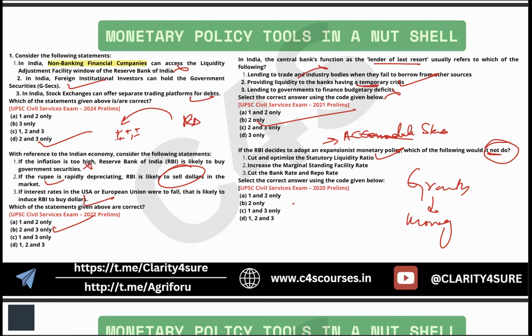So this will be the right answer, because if we do this, then the money supply into the hands of the people will decrease. So it will not do this. Cut the bank rate. Yes, it will do this. So if they ask what it will not do, only 2 will be the right answer. If they ask what it will do, then 1 and 3 will be right. So here only 2 will be the right answer.